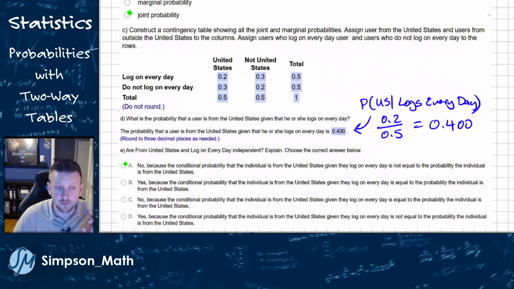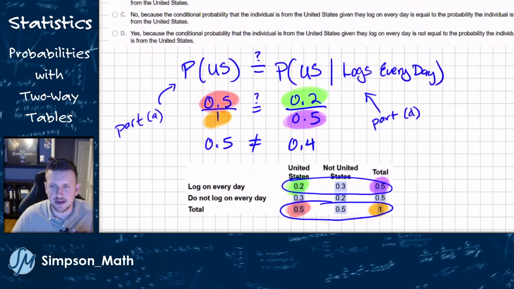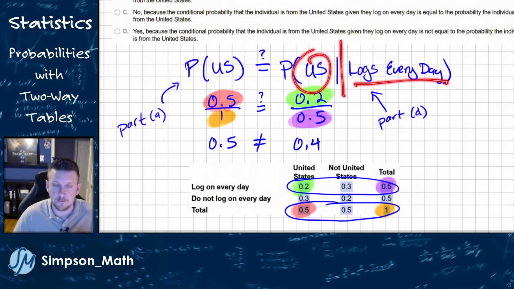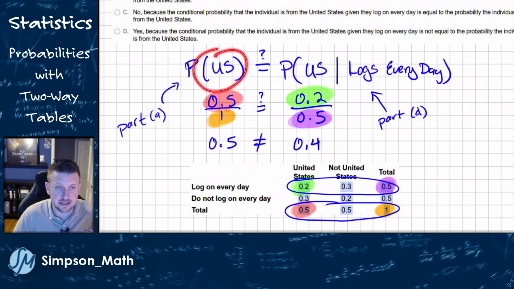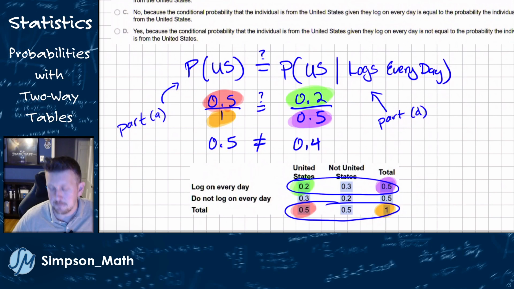Lastly, are from United States and log on every day independent? So I'm going to go ahead and jump down to my work that I did for this. Remember kind of my phrasing that I had for this. What do you say by yourself? Does it equal what you say given you're with somebody else? All right. So what does US say by itself? Well, I've copied my table down here so I can annotate it.